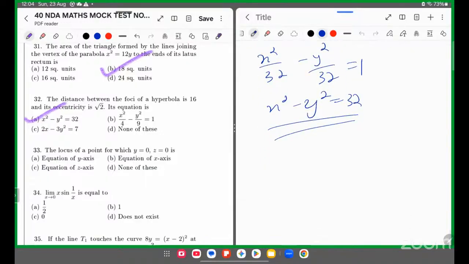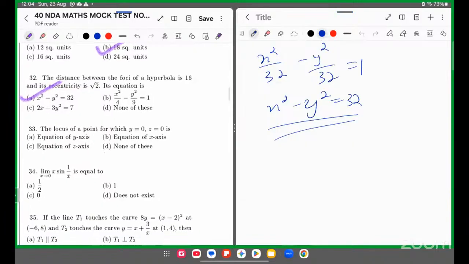Question number 33. The locus of the point for which y equal to 0 and z equal to 0, where will it always lie? We will be able to get it along the x-axis only. So question number 33 answer is the equation of the x-axis.